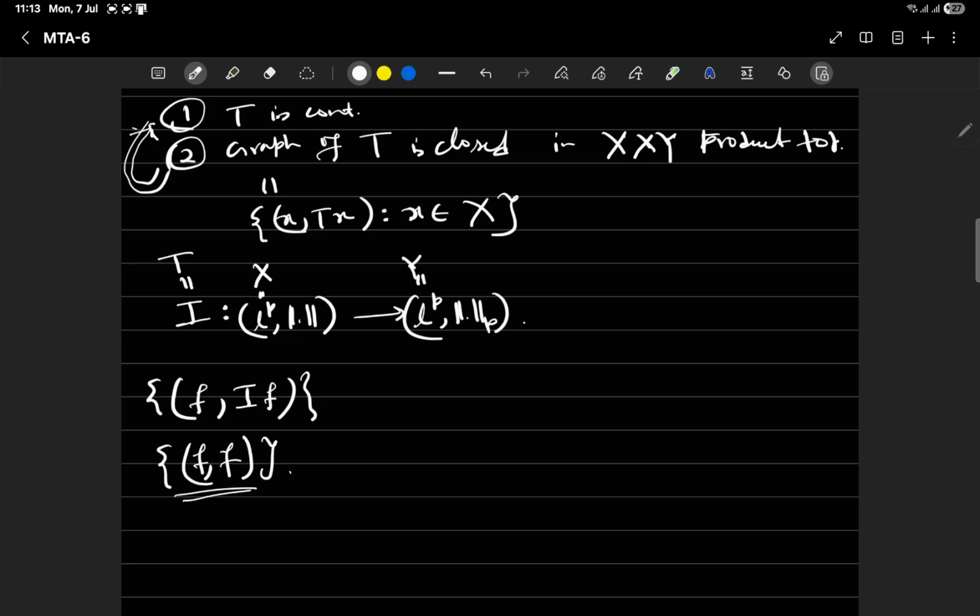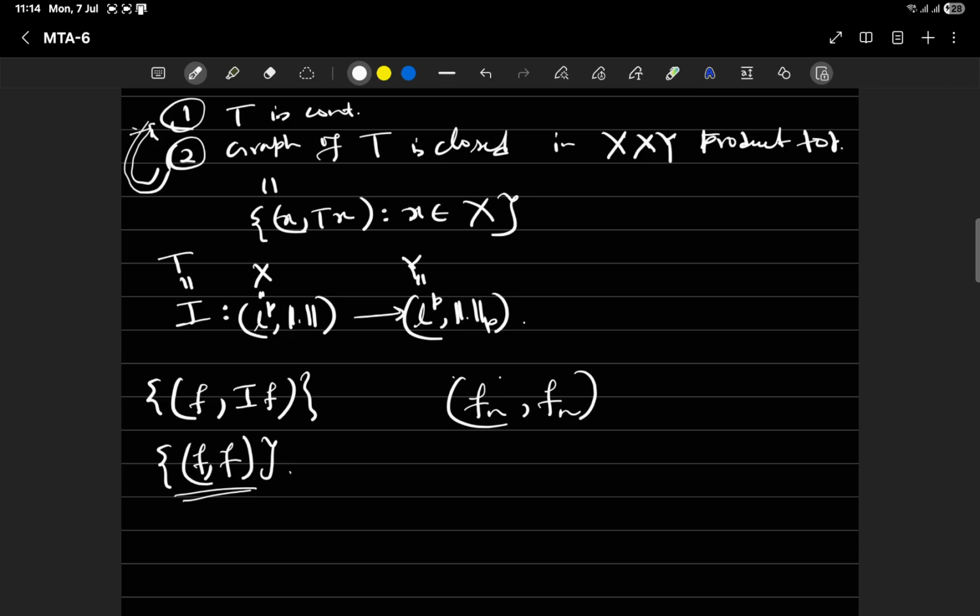So this is nothing but f comma f basically. Now to prove the graph is closed, we have to take a sequence of points from this graph, and we have to prove that the sequence converges again inside the graph. So we will take a sequence of points, fn comma fn, I mean fn comma I of fn. That is the sequence from the graph.